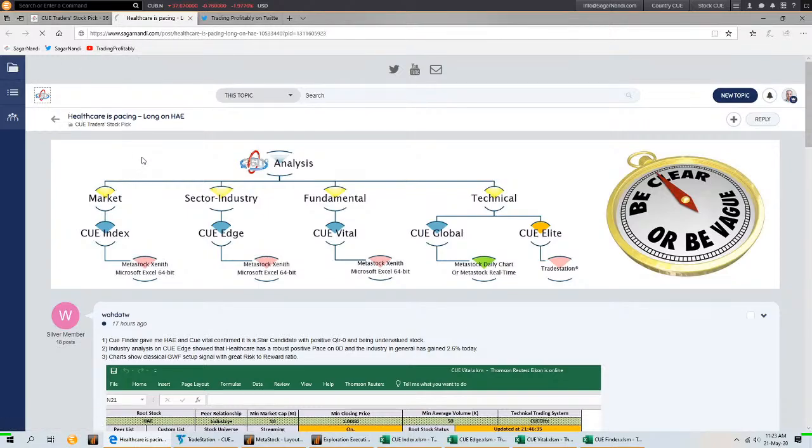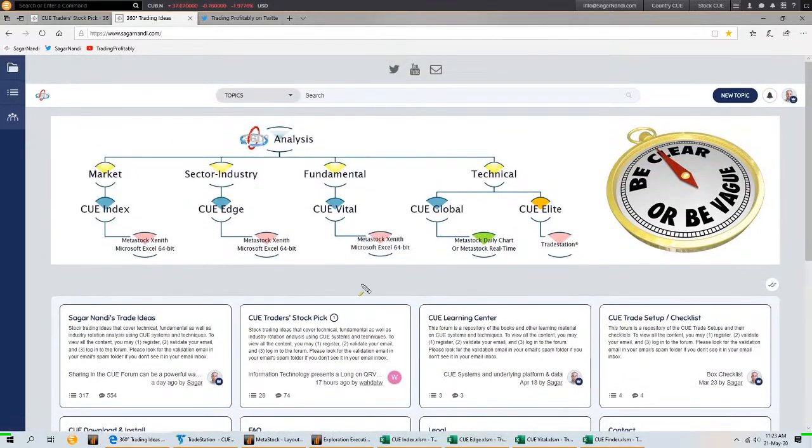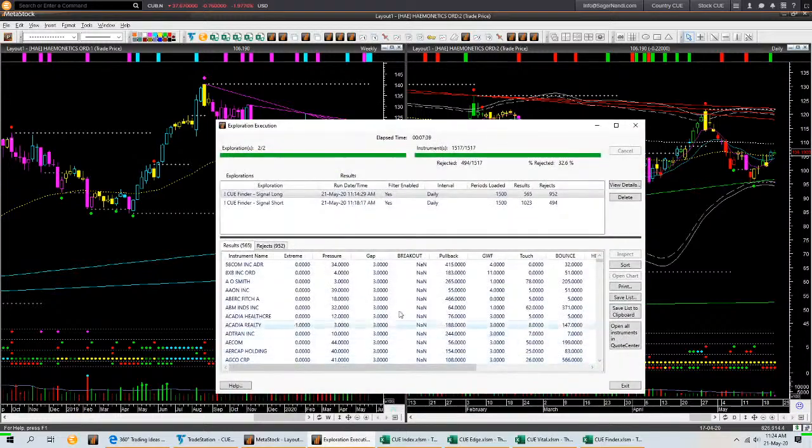Let's go back to the forum. Now you can see that the number of unread topics in this category has reduced by 2 because I already looked at 2 topics. I'm not going to read the last topic. Instead, let's look at the result of the explorer.